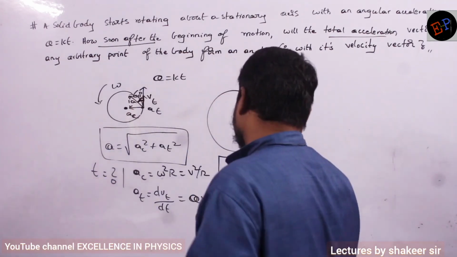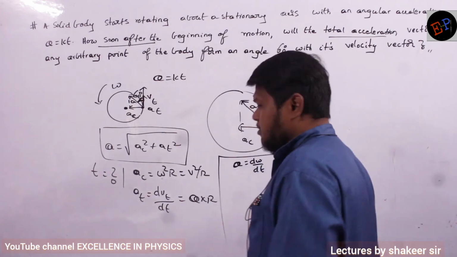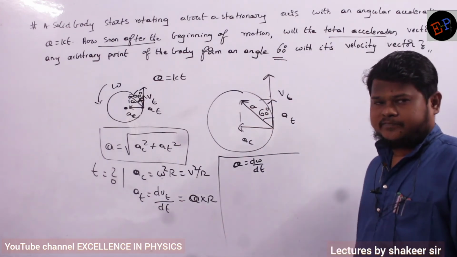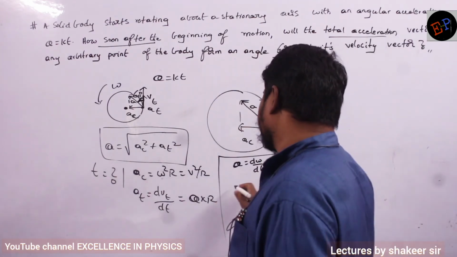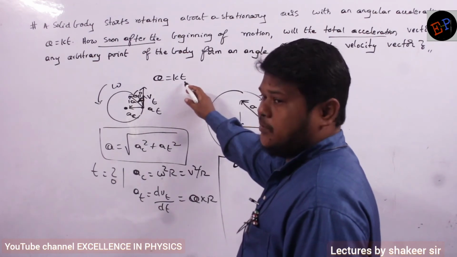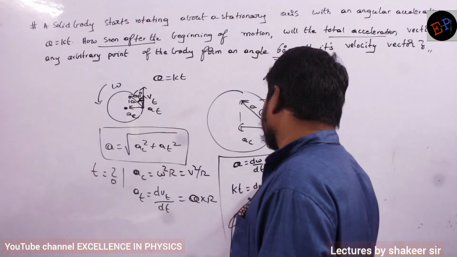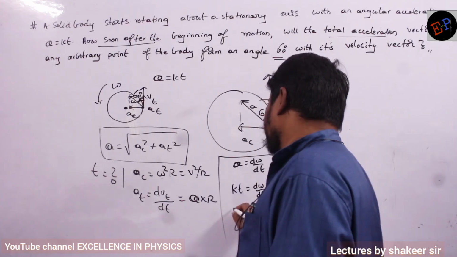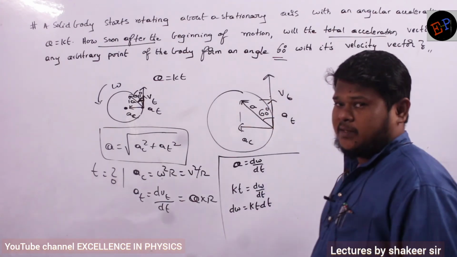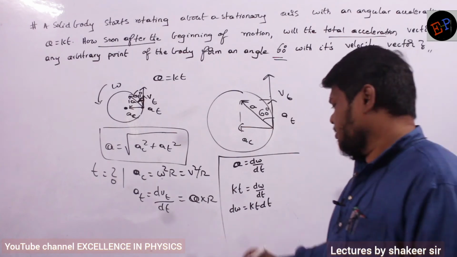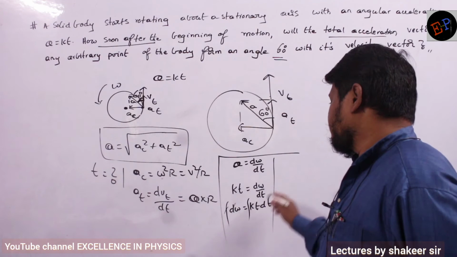What is the relation? What is alpha? Alpha is equal to d omega divided by dt. Change in angular velocity with time is called alpha. So from alpha I want omega. So what will I do? It is changing with respect to time only, so I have written with respect to time. Therefore k into t is equal to d omega divided by dt. So d omega is equal to kt into dt. If I want omega, what do I have to do? Integrate on both sides. Integration and differentiation will get cancelled.